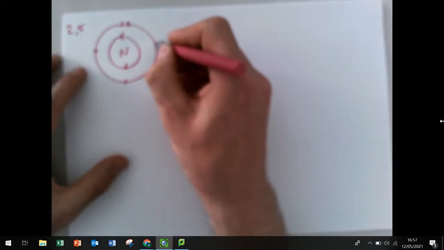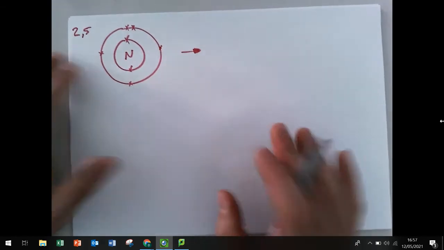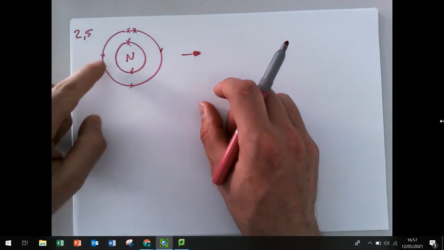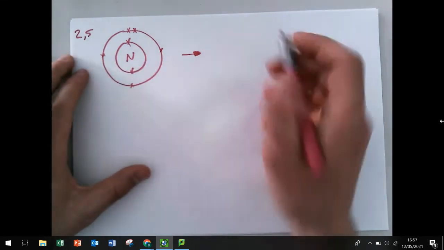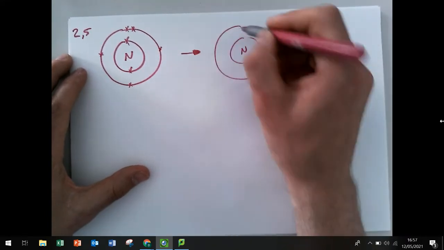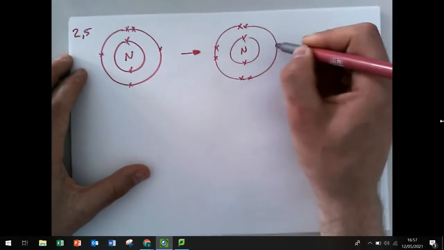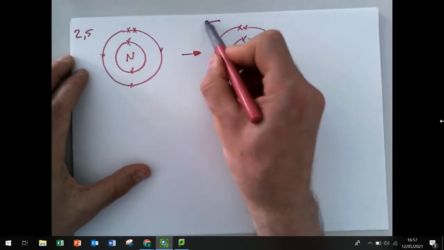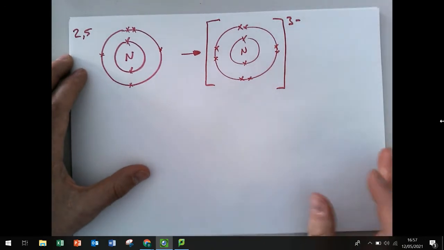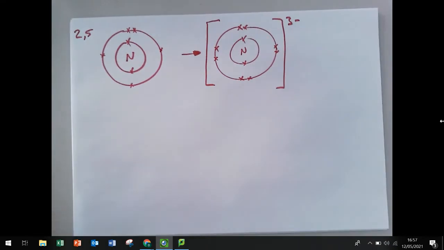So how does this form an ion? Well, it always wants a full outer shell. It could lose 1, 2, 3, 4, 5, but actually it's far easier for it to gain 1, 2, 3. And end up with a full outer shell like this. So it's gained 3 electrons, so it's going to have a 3 minus charge like this. We'll do one more example.